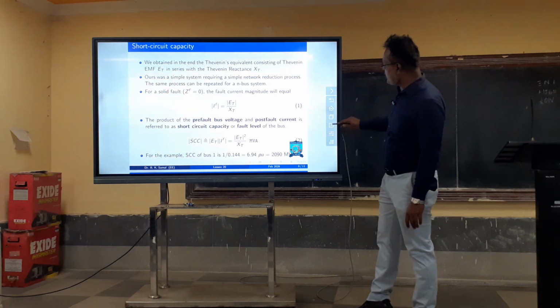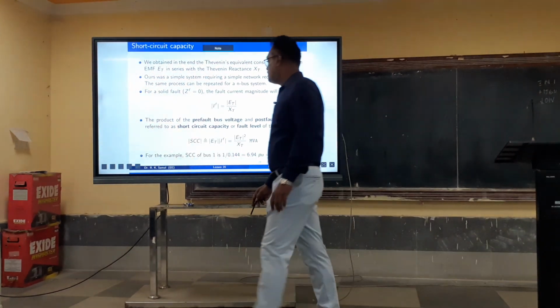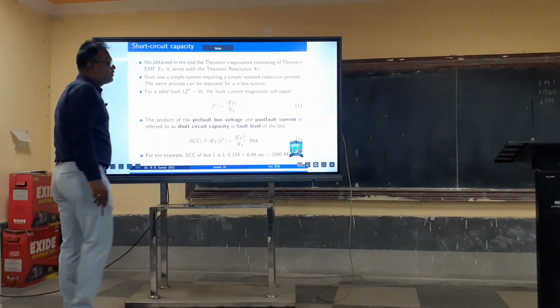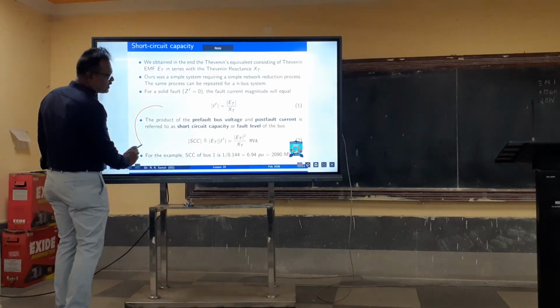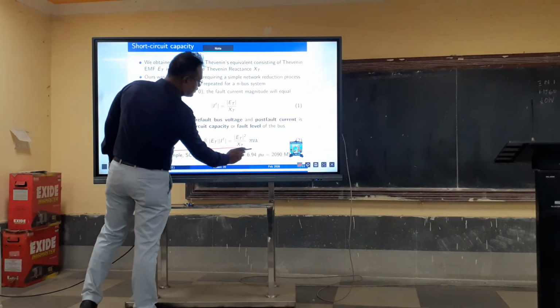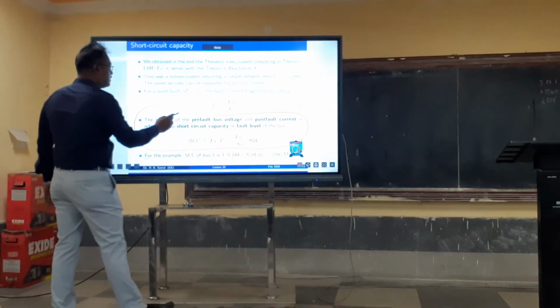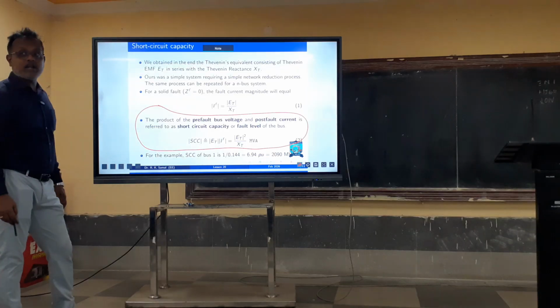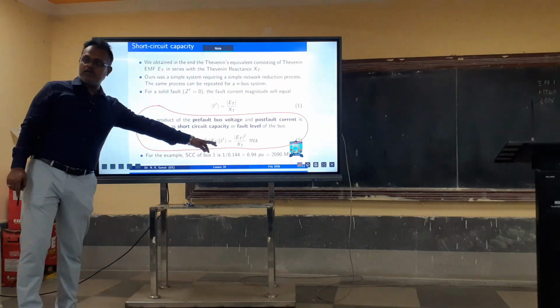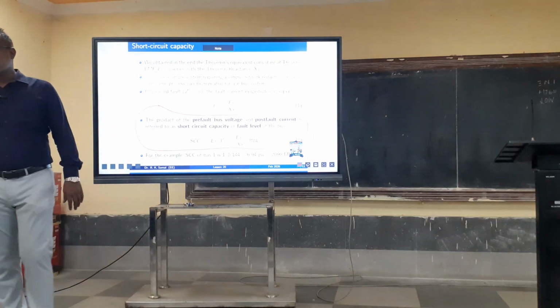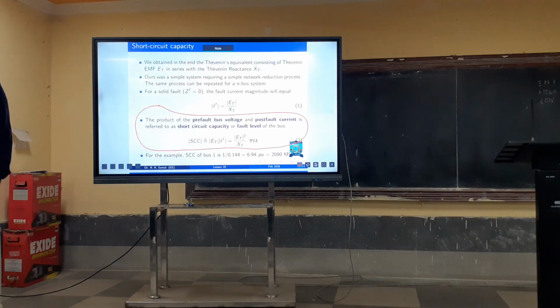The last line is very important and can be asked in a 2-mark question. What is known as short circuit capacity of a system? The product of the pre-fault voltage and post-fault current is referred to as the short circuit capacity or fault level at the bus, given by ET into IF. Generally, do not consider the fault impedance because that will reduce this short circuit capacity.